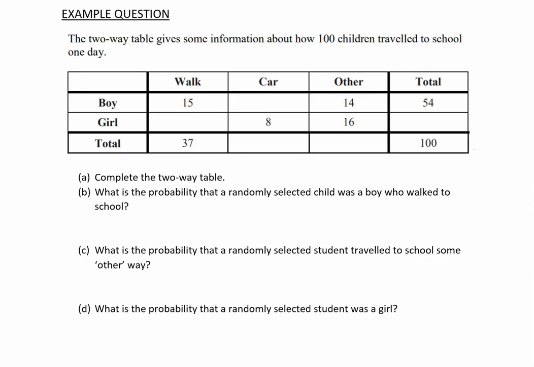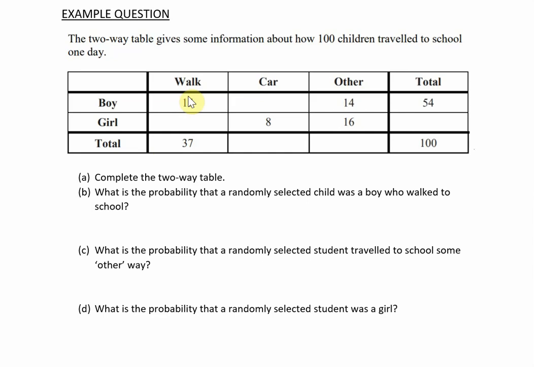Let's have a look at an example question of using a two-way table to calculate probabilities. So a two-way table is a different way of representing information, similar to a Venn diagram, but it can represent more information because we don't have to just have two or three circles overlapping, and it's clearer for when we have more variables. So this two-way table tells us about how 100 children traveled to school one day.